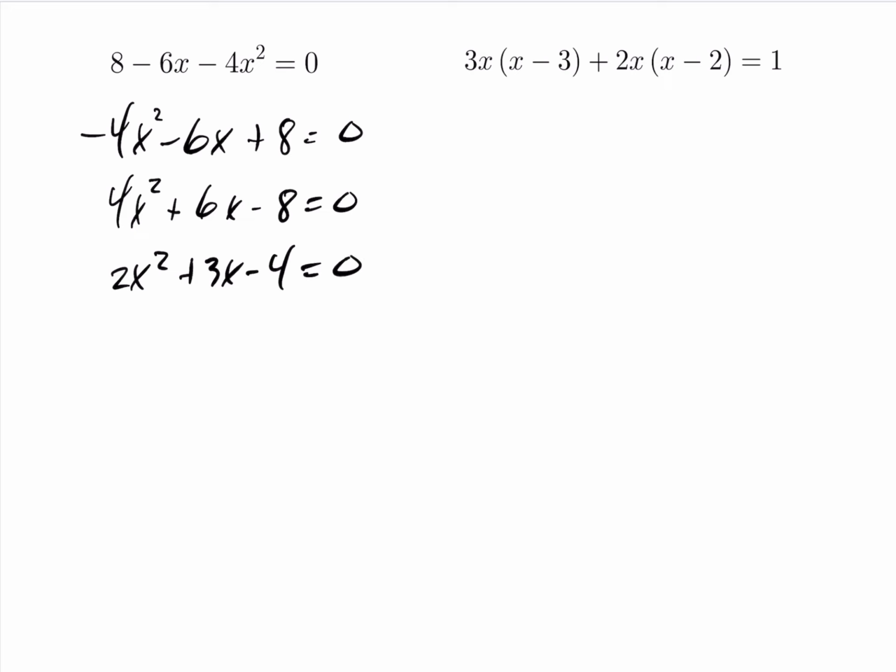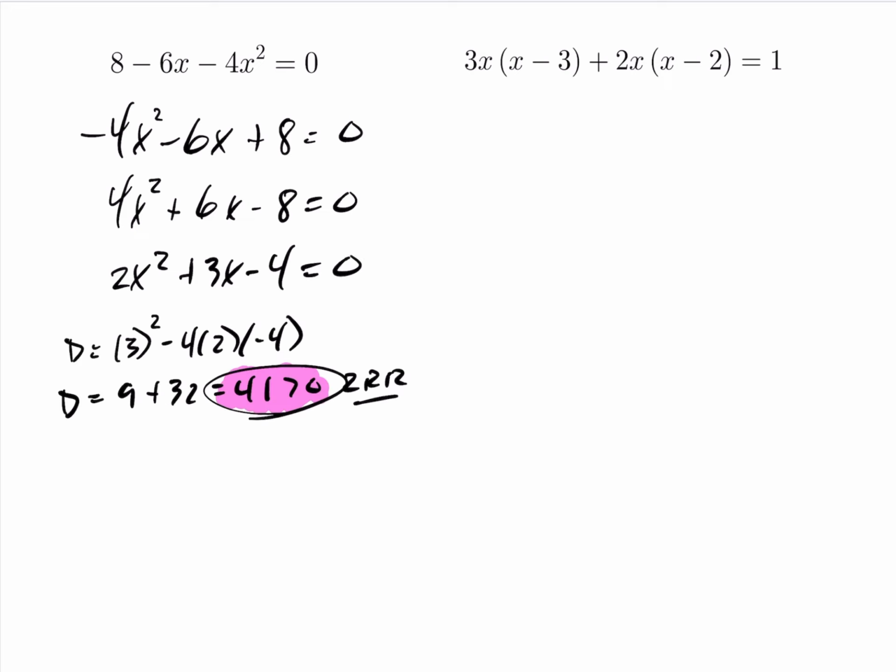And if we do a discriminant check on this, we end up getting here 41, which is not a perfect square. It is greater than 0, so we're going to have to use the quadratic equation to solve this. Using our quadratic equation, again, we're using it on this expression here.